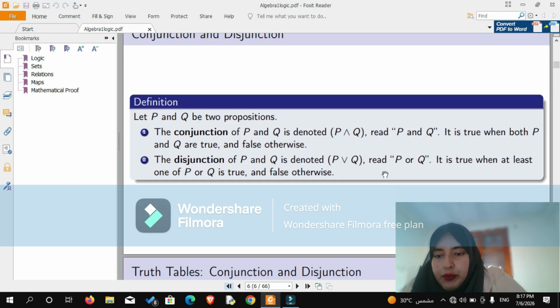But for P or Q, here we don't have to choose between P or Q. It's not the same as in language. Usually when you say this or that, you have to choose one of the two. This is not the case in logic. When we say P or Q, we mean at least one of them is true. If both of them are true, that's fine as well. Otherwise it's false.